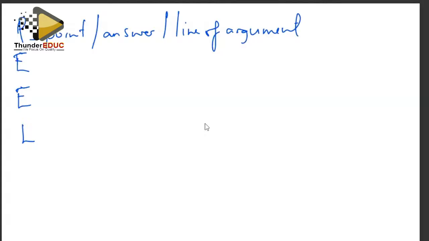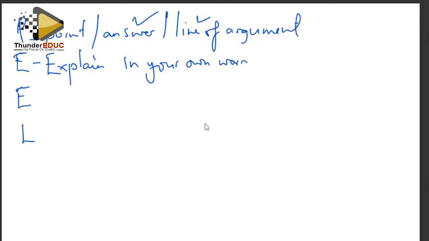Your opening statement of your paragraph must have a clear point answering the question. Then the E is for explain. You are now explaining your answer, and you must explain in your own words. Write about 2 statements explaining your answer. You are explaining your independent answer. Why have you answered the question in that direction? You are giving explanation.